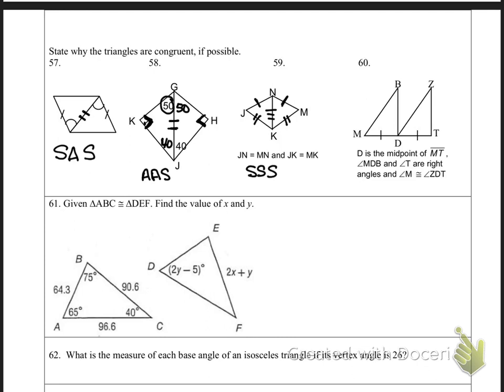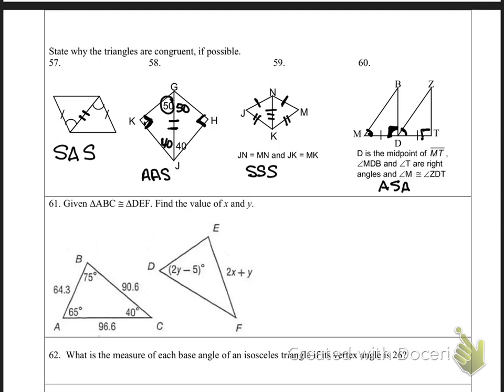60 tells us that D is the midpoint of MT, and angles MDB and ZDT are right angles, so I have to mark that they're right. And then angles M and T are congruent. So if we mark those, then we have angle, side, angle. So angle, side, angle.